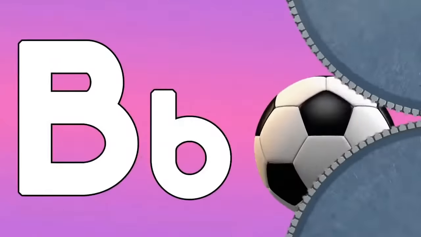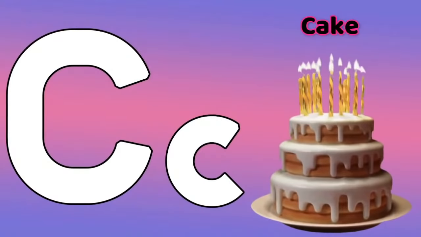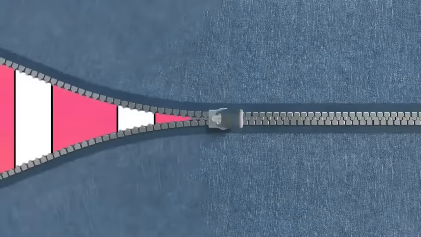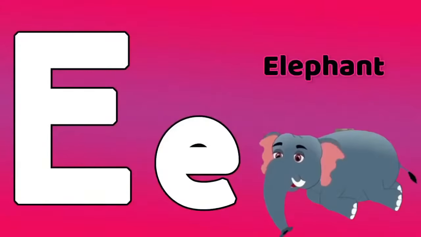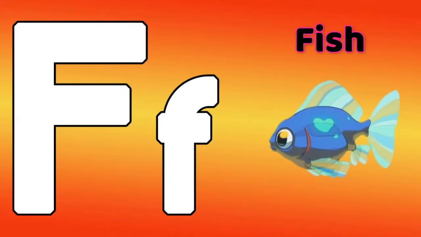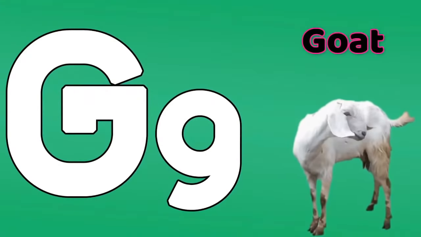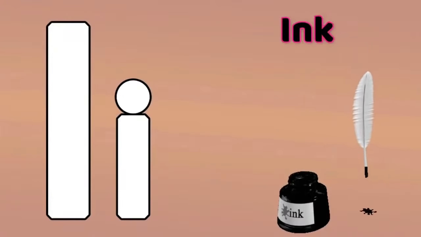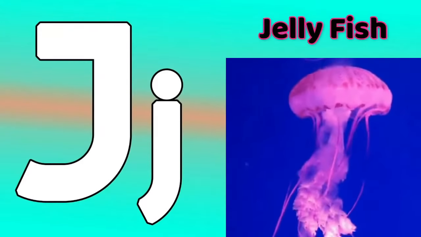A for apple. B for ball. C for cake. D for dog. E for elephant. F for fish. G for goat. H for hat. I for ink. J for jellyfish.